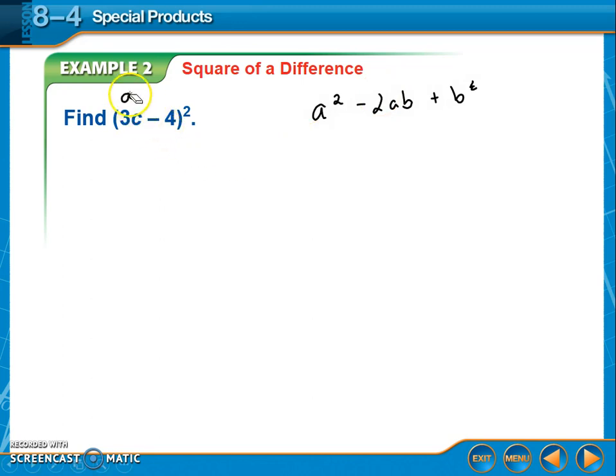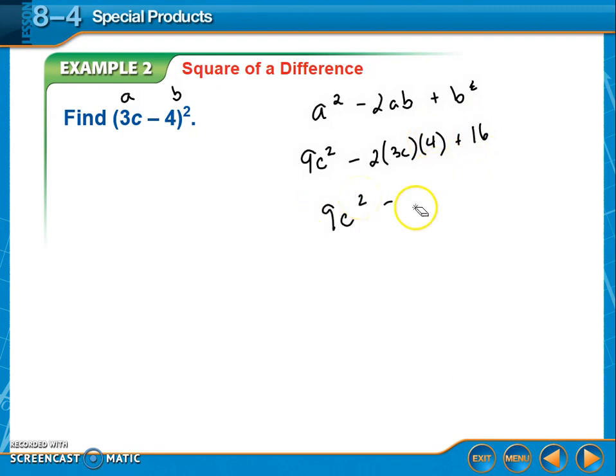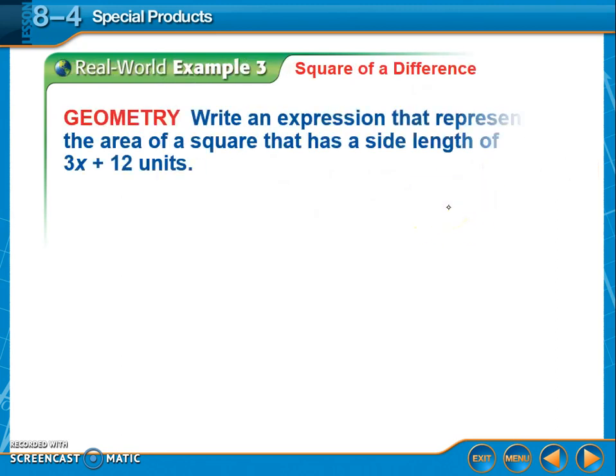So our a is 3c and our b is 4. So a squared is going to become 9c squared when you square 3c, minus 2 times my a, 3c, and my b, 4, and plus 4 squared, which is 16. So just simplifying, 9c squared minus 24c plus 16. Again, you don't have to show this step if you can do that minus 24c in your head.